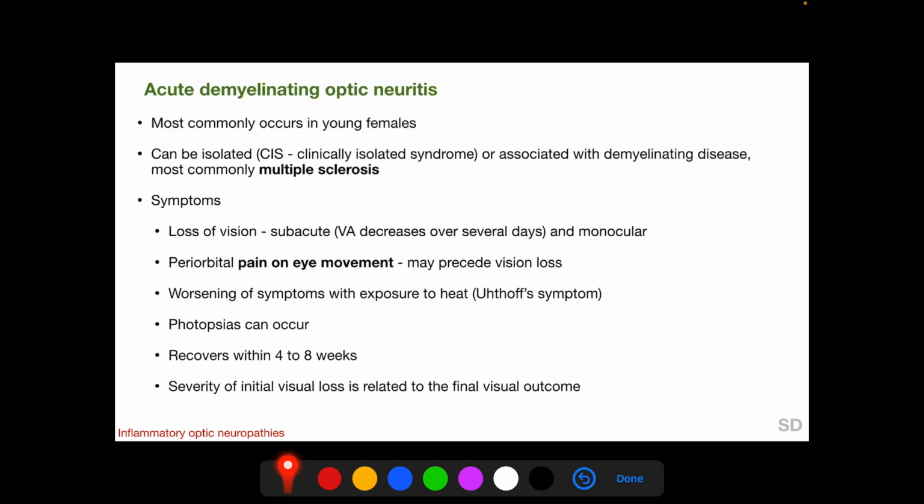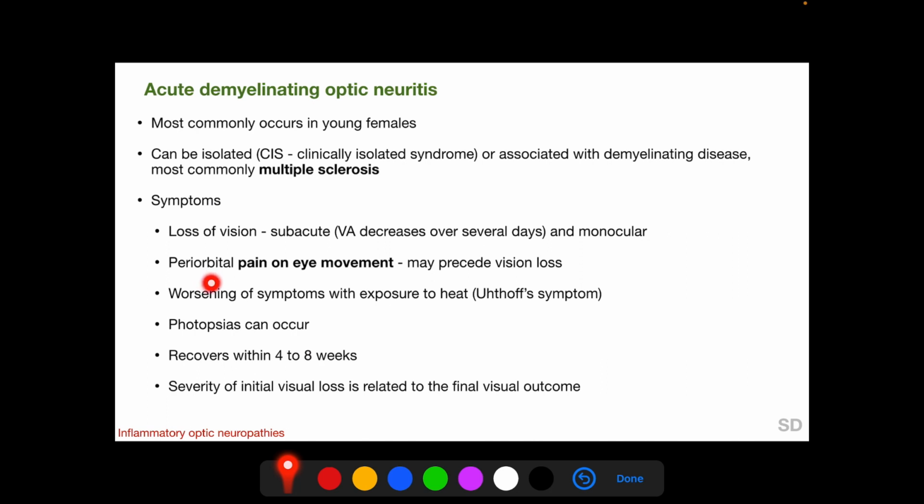So coming to acute demyelinating optic neuritis, it occurs most commonly in young females, but any age and sex may be affected. So it can be isolated, also known as CIS or clinically isolated syndrome, or associated with another demyelinating disease, most commonly multiple sclerosis. So what are the symptoms? The patient has loss of vision, and the loss of vision is subacute. The vision decreases only for several days, and it is monocular usually.